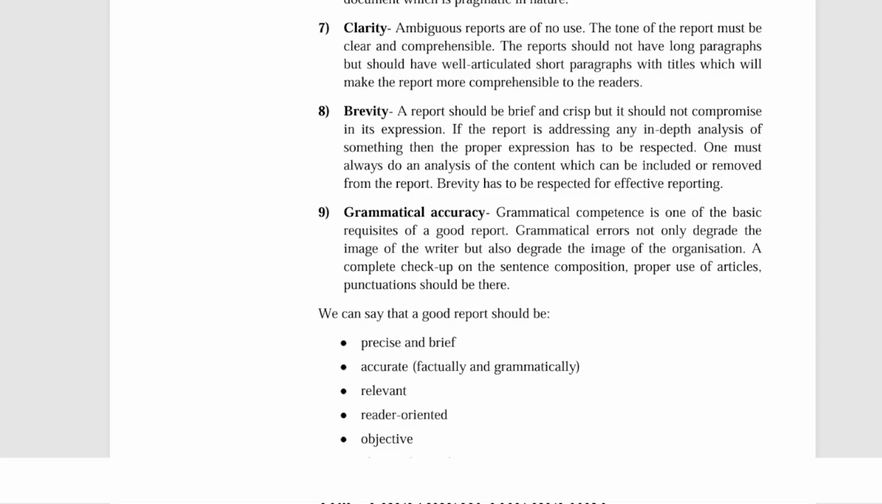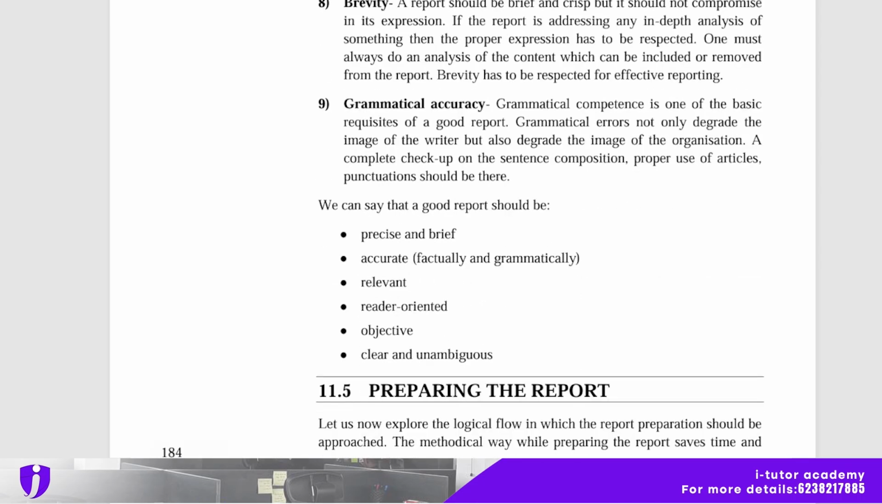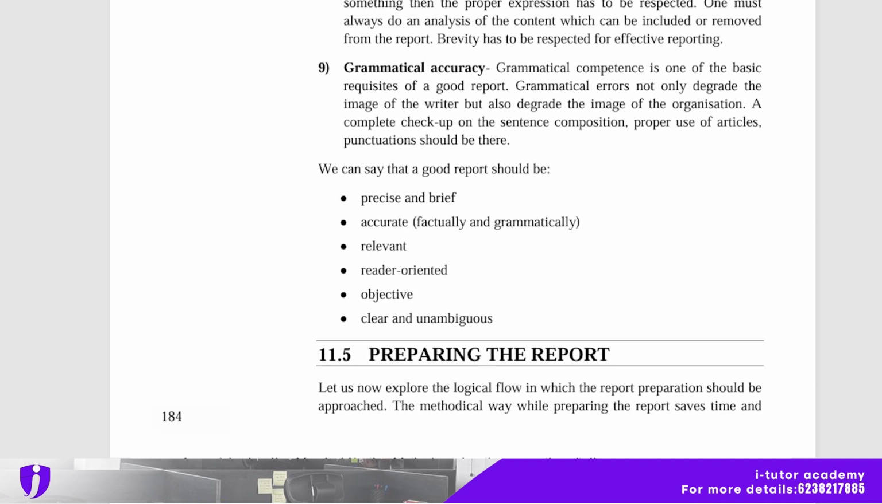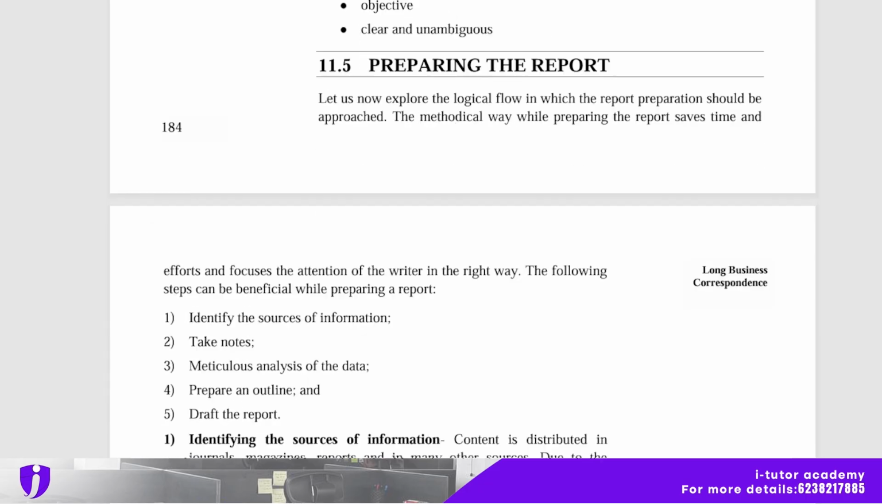And grammatical accuracy. Grammatical competence is one of the basic requisites of a good report, and grammatical errors not only degrade the image of the writer but also degrade the image of the organization. One can say that a good report should be precise and brief, accurate, factually and grammatically relevant, reader oriented, objective, clear and unambiguous. Next is preparing the report.